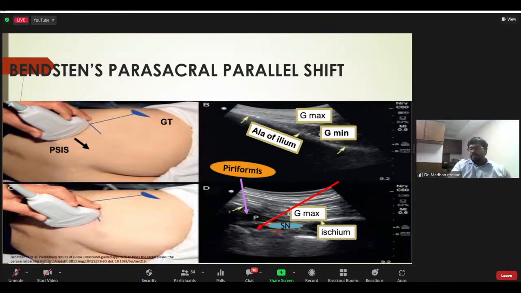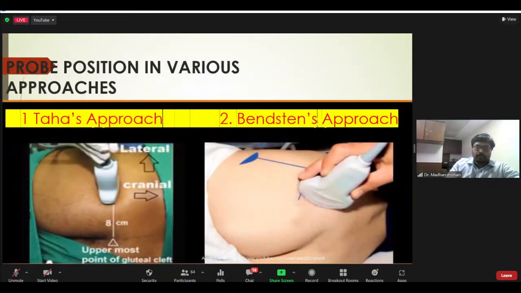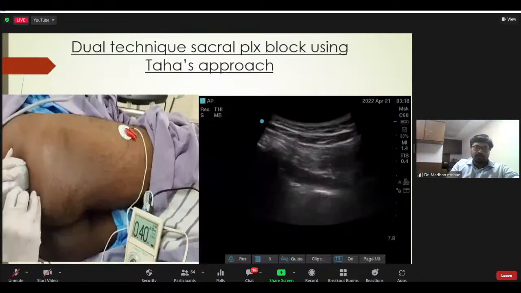But these blocks are quite deep. If you are coming in plane, you may need an echogenic needle because your angle of insertion, the needle entry, will be very steep. So if you have an echogenic needle, that will be better. Or else you can straight away go ahead with the out of plane technique. So this is the difference between the Labat's approach and the parasacral approach.